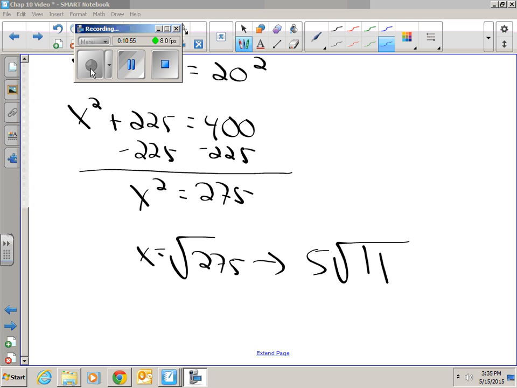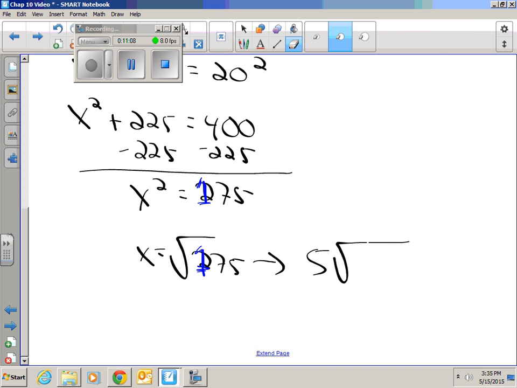Whoops, I know I did something wrong. Sorry. This is 175. I was just checking my math. That's not what I thought I was supposed to get. So this is radical 175, which is actually 5 radical 7 when you pull out the 25. All right?